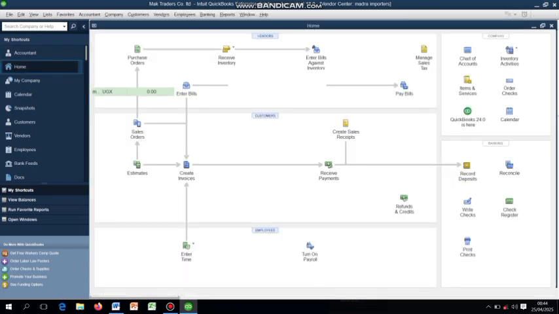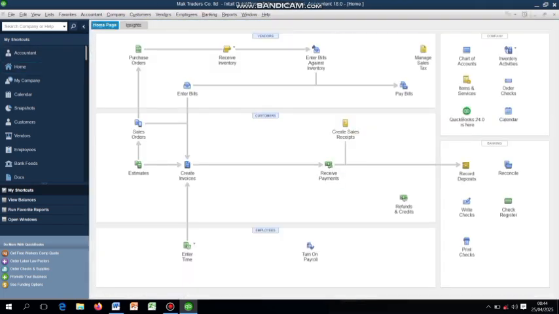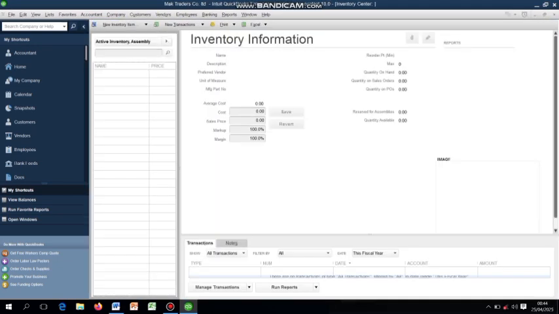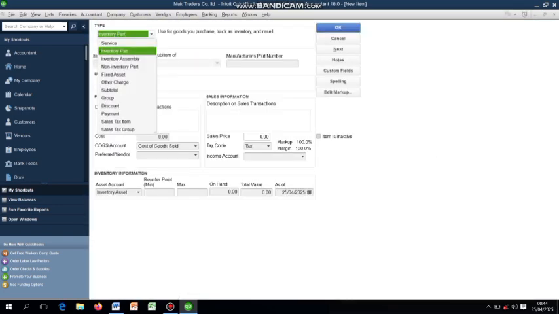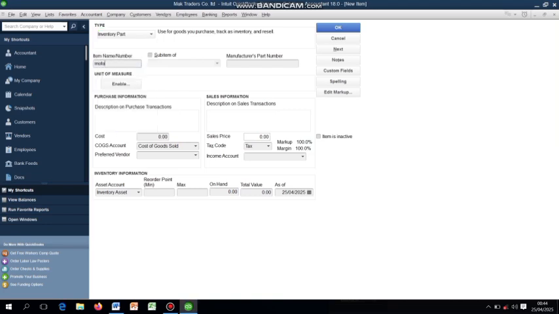After all that, I will go to part D, and that is the inventory. So I'll come back to home, then to inventory activities. Then I'll come here to new inventory items. I will add a new inventory item, and that is motorcycle. I'll choose the inventory part. That is motorcycles.